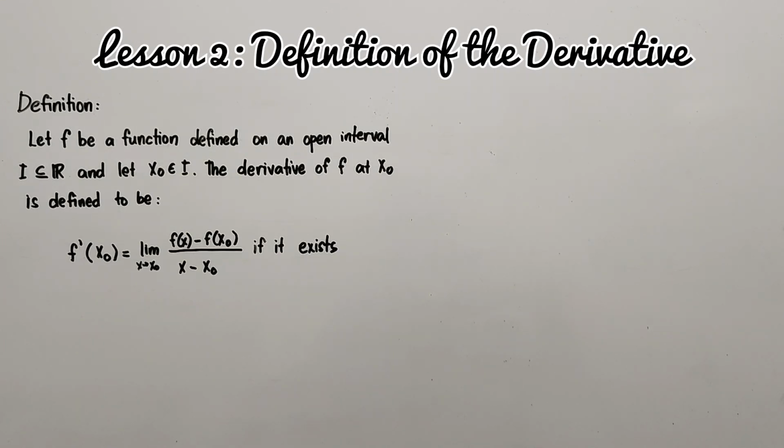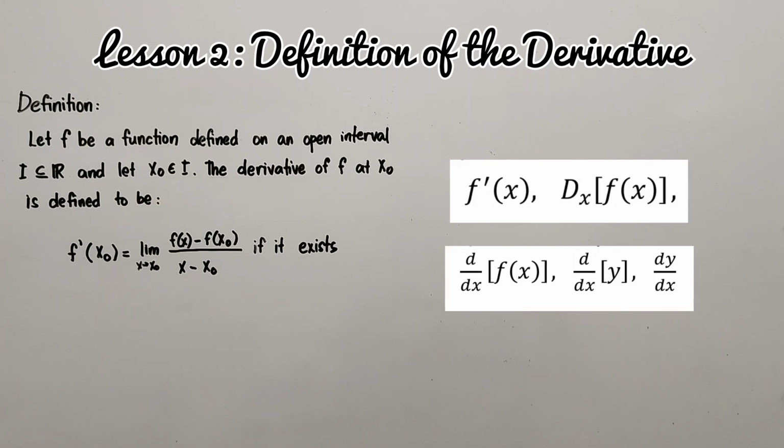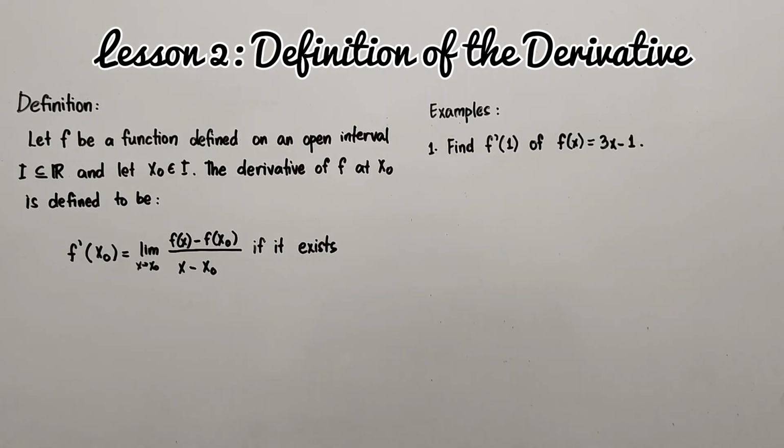Another notation for derivatives is denoted by the following on the right. If you will encounter them in the next lesson, those symbols are for the derivative of f of x, or the derivative of y with respect to x. Let's proceed to the examples.